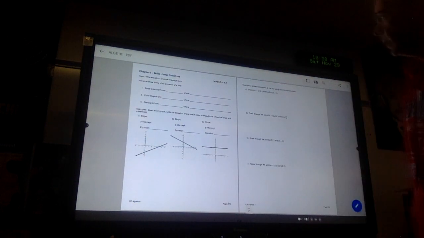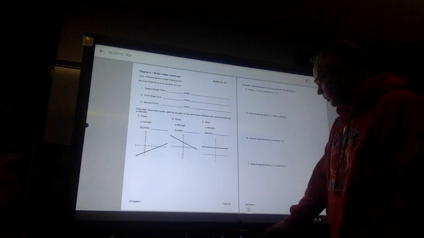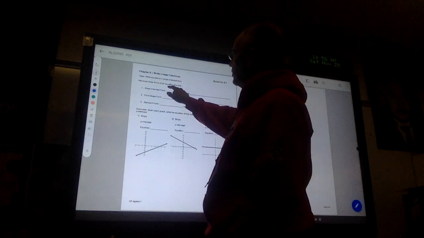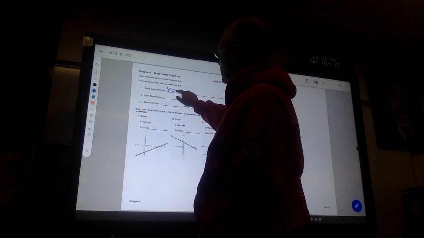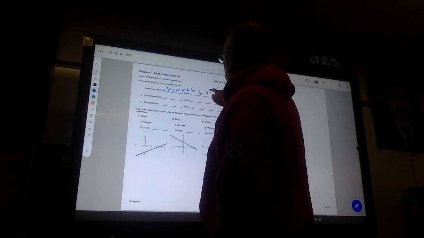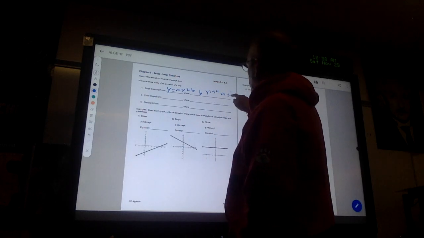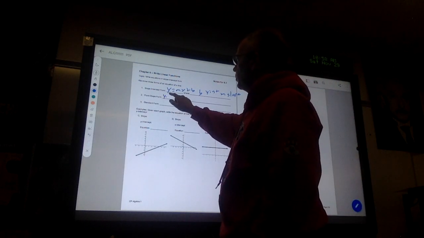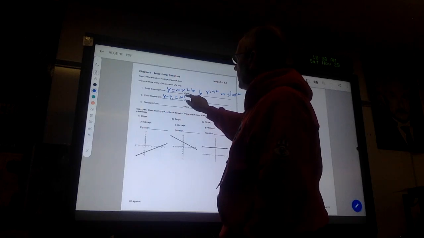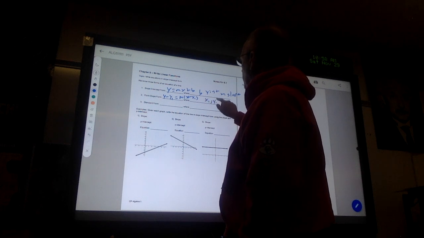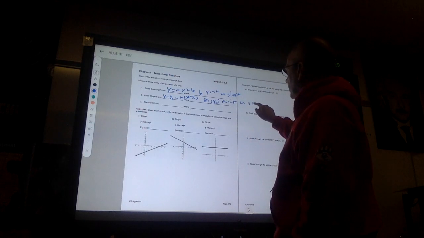Hi guys, so this is for chapter 1, or chapter 6 in our book. So we have to remember slope-intercept form is y equals mx plus b, where b is the y-intercept and m is the slope. And then we have point slope form, which is y minus y1 equals m times x minus x1, where x1, y1 is the point and m is the slope.